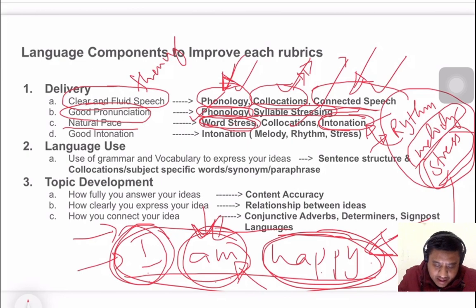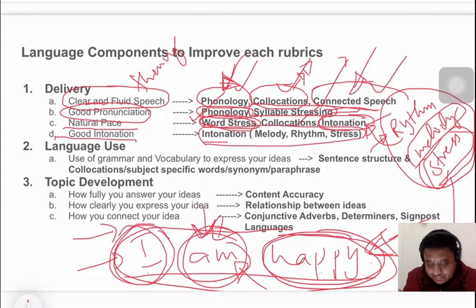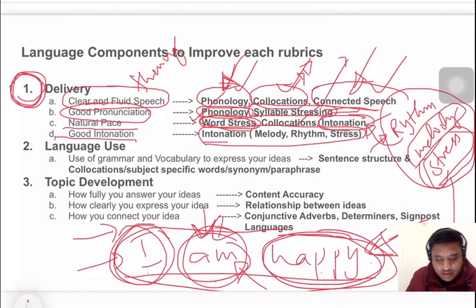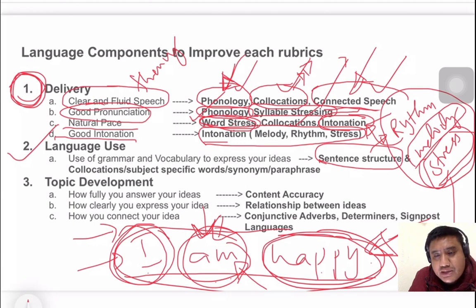Okay? And the fourth is good intonation. So that explains the delivery part of your speaking. The language use is the grammar and vocabulary. And when we talk about grammar, we're talking about how many different sentence structures you can create. Yesterday I told you that in English there are a few basic sentence structures like simple sentences, compound sentences, complex sentences, and so on, right?